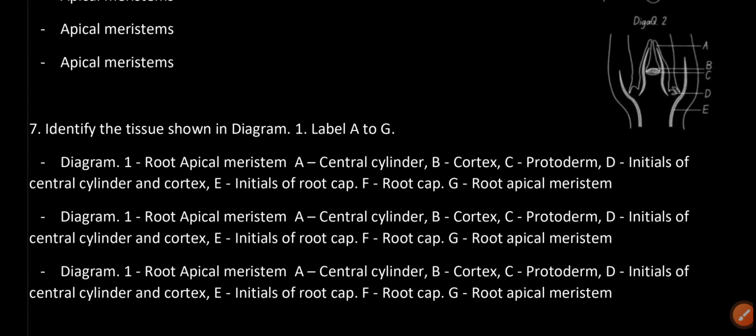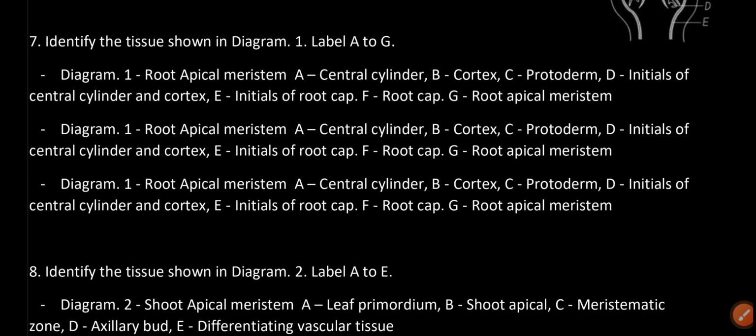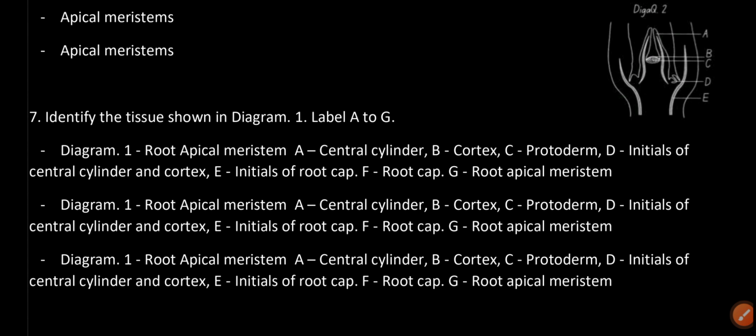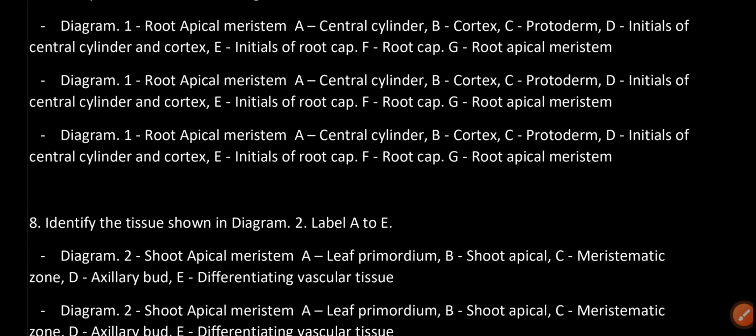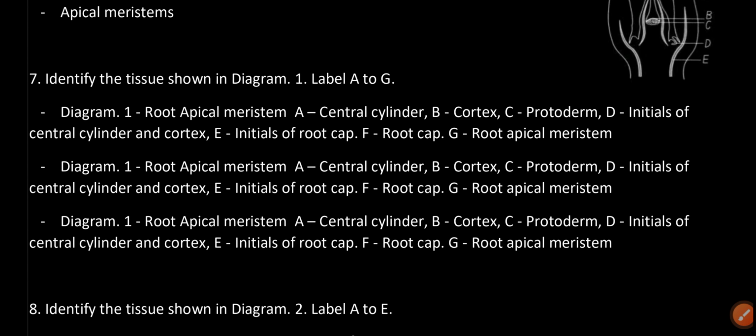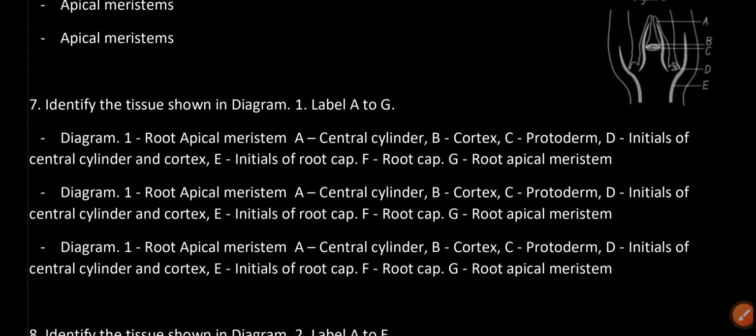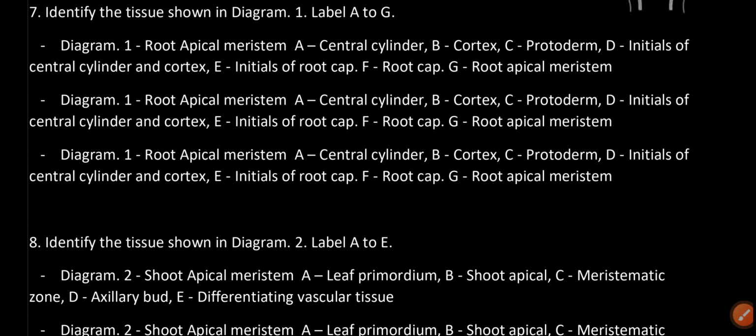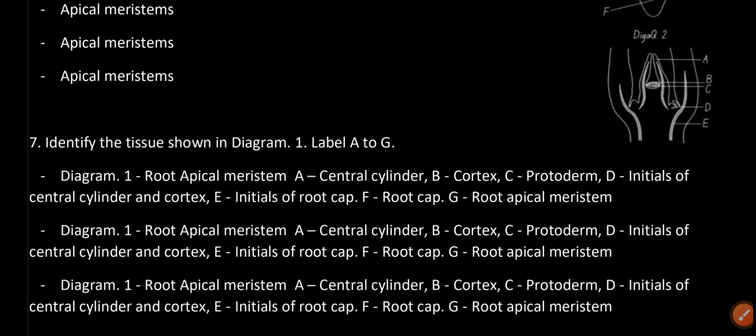Diagram 2 is shoot apical meristem. A is leaf primordium, B is shoot apical meristem, C is meristematic zone, D is axillary bud, and E is differentiating vascular tissue.